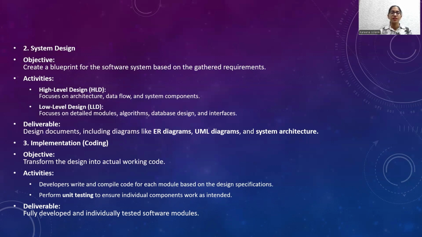The third phase is the coding, which is the implementation phase. It transforms the design into actual working code. The developers write and compile the code for each module based on the design specifications. It performs unit testing to ensure individual components work as intended. The output is fully developed and individually tested software modules.